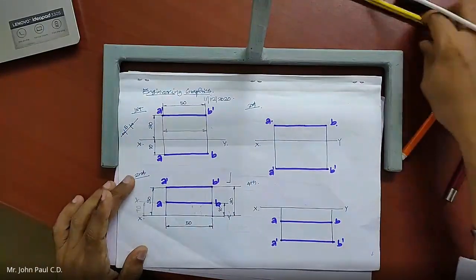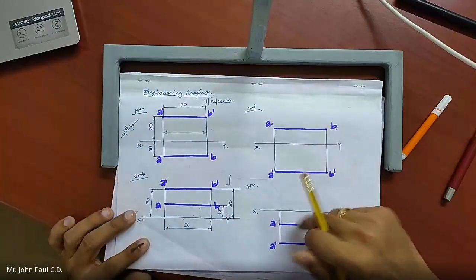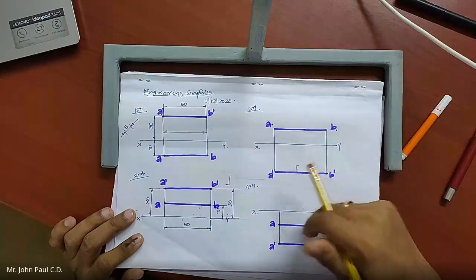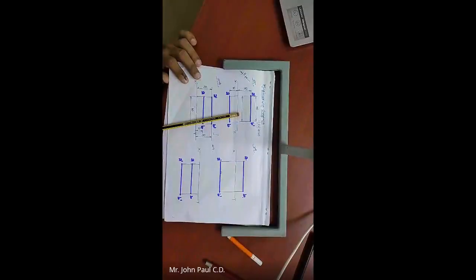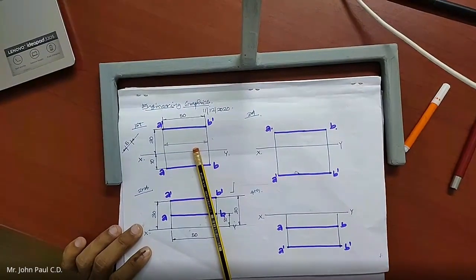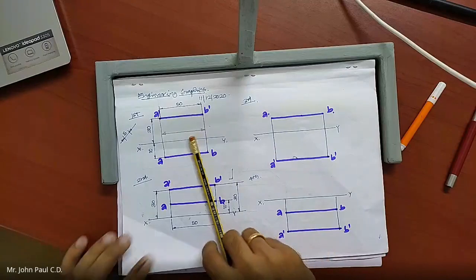So I will rub this off. This is the form. So can you do this dimensioning for these two now? Can you do that now? Hello?